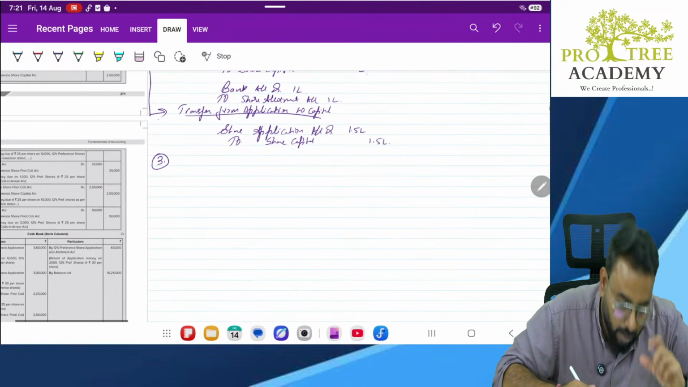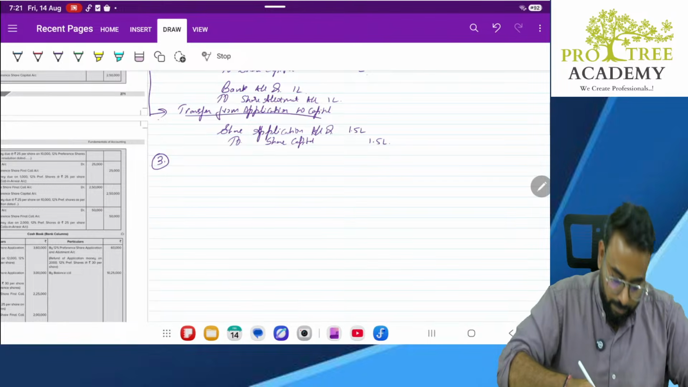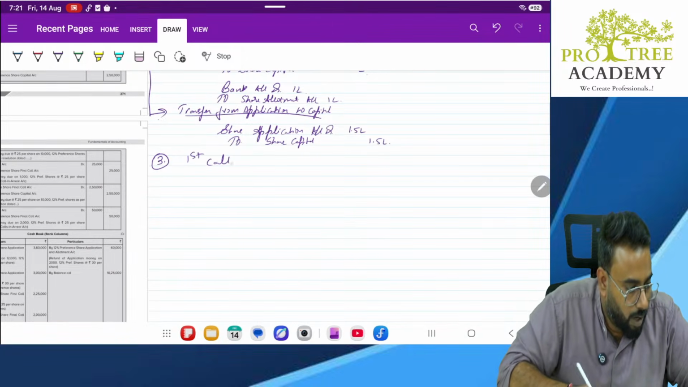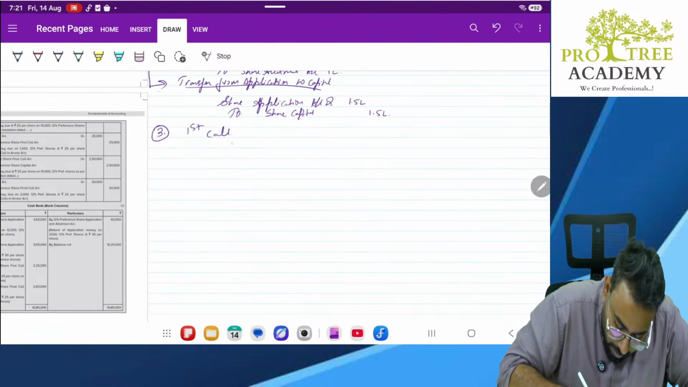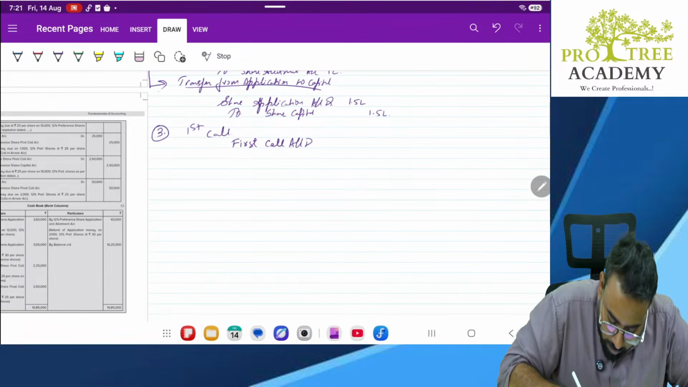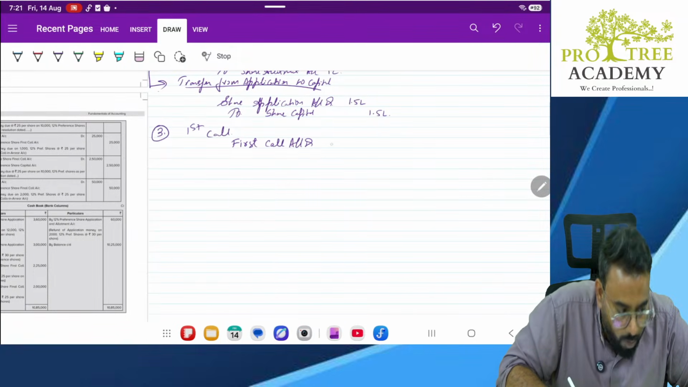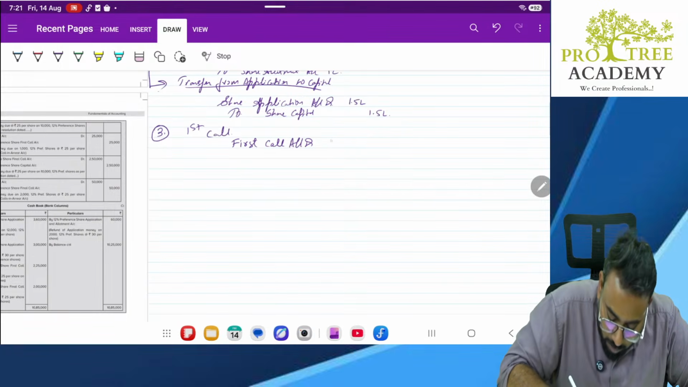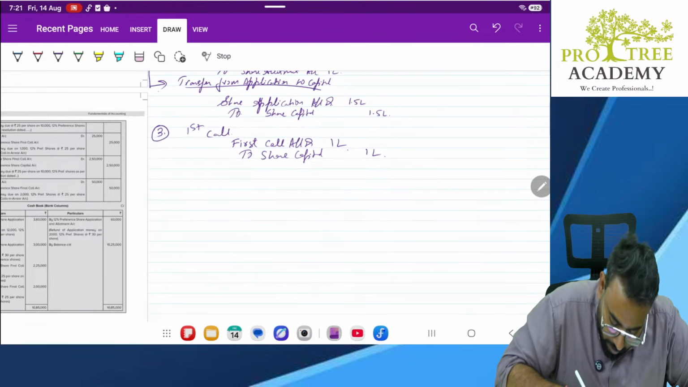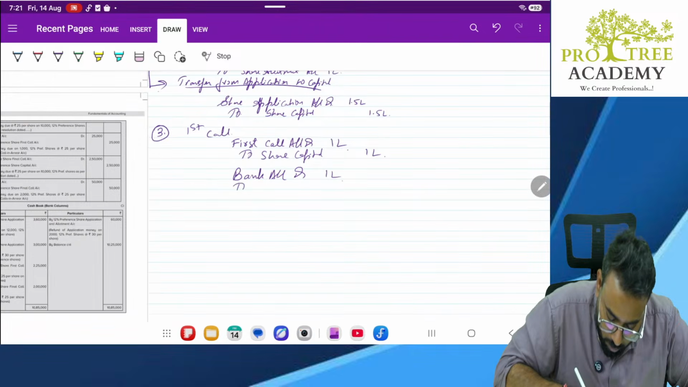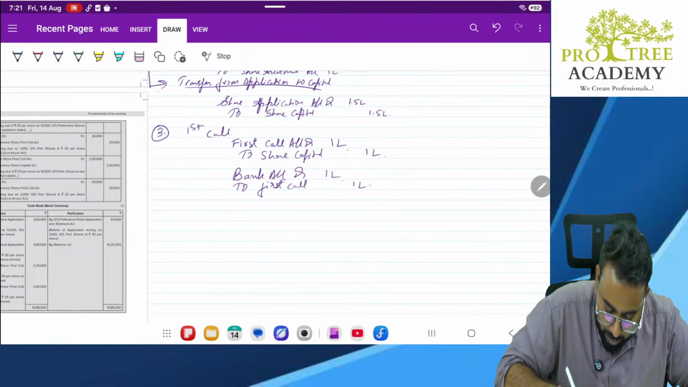Next, first call. How much was the first call? 2 rupees per share. So first call account debit, 50,000 into 2 rupees, 1 lakh, to share capital 1 lakh. Next, when we receive the money, bank account debit 1 lakh to first call 1 lakh.